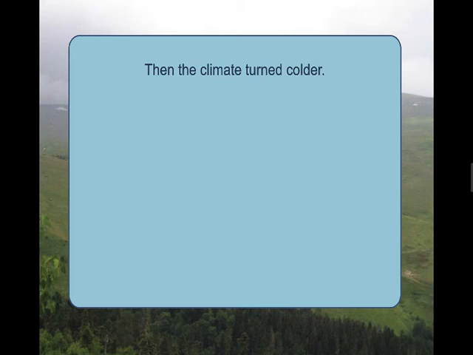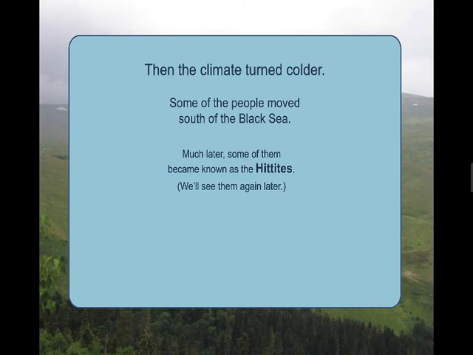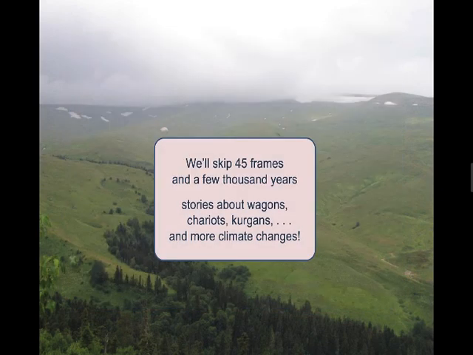And then the climate turned colder. Some of these people moved away. They moved south of the Black Sea. They became known as the Hittites. We'll see them a little later in the story. And now I'm going to skip 45 frames of the PowerPoint. In a few thousand years, the 45 frames had stories about wagons and chariots and kurgans and more climate changes.